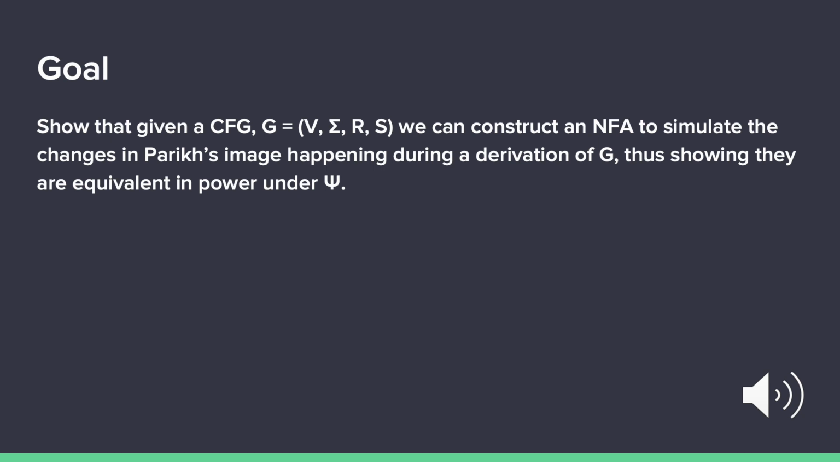So the goal with this proof is to show that given a CFG, which is G, defined by its four-tuple V, sigma, R, and S, we can construct an NFA to simulate the changes in Parikh's image happening during a derivation of G, thus showing that they are equivalent in power under psi, which is the Parikh image function.